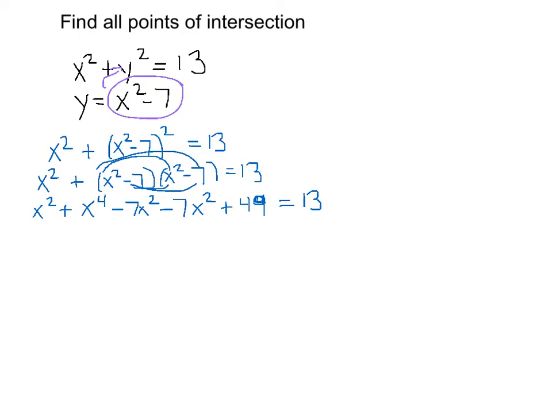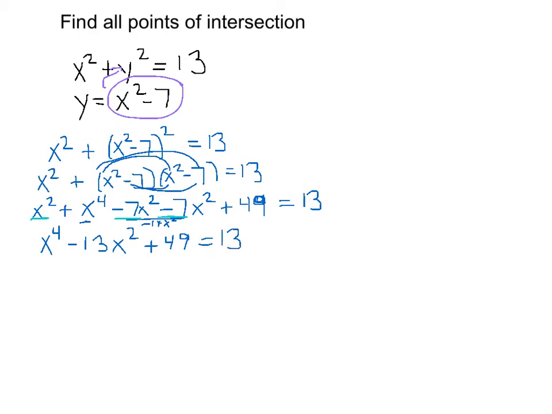Now if we combine like terms, here this is my only x to the 4th, so we have x to the 4th. We have negative 7x squared and negative 7x squared. That's negative 14x squared, but we also have this positive x squared. So negative 14x squared plus x squared is negative 13x squared. And then we have plus 49 equals 13.